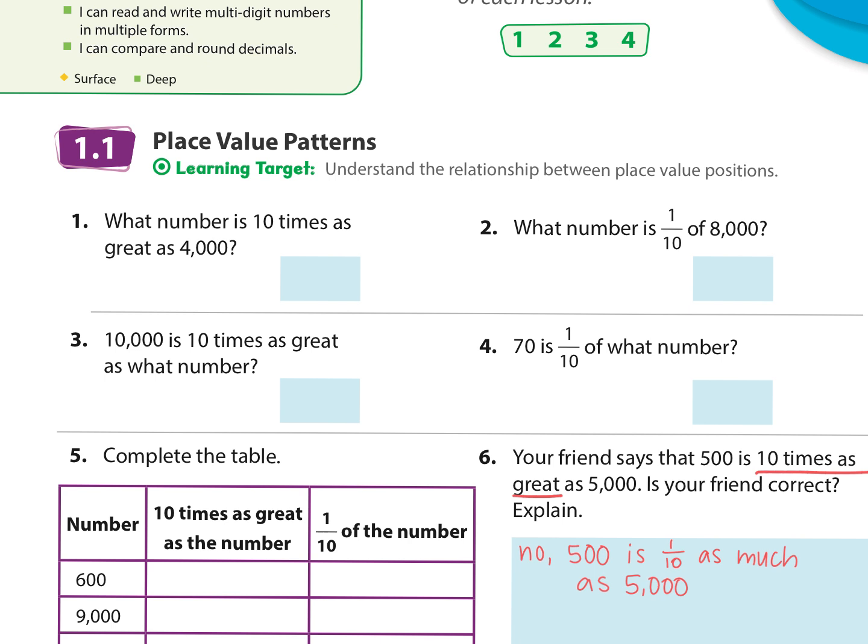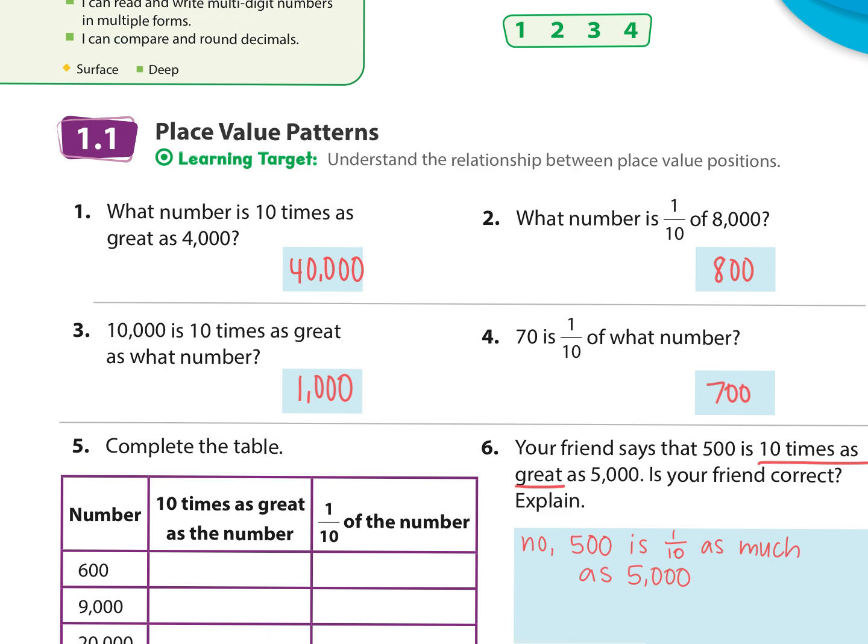it says, what number is 10 times as great as 4,000? What should you have here? 40,000. Very good. Number 2, what number is 1/10 of 8,000? Very good. 800. Number 3, 10,000 is 10 times as great as what number? 1,000. Very good. And 70 is 1/10 of what number? It's 1/10, so 70 is smaller. 700. It's 1/10 of 700. So it came from a bigger number. 1/10 of a bigger number.